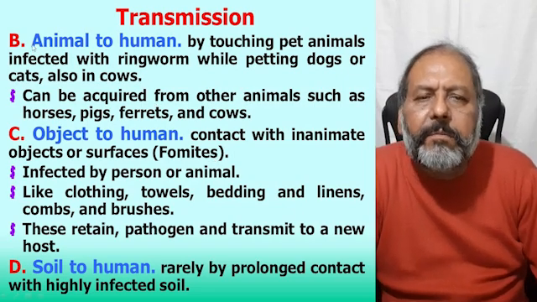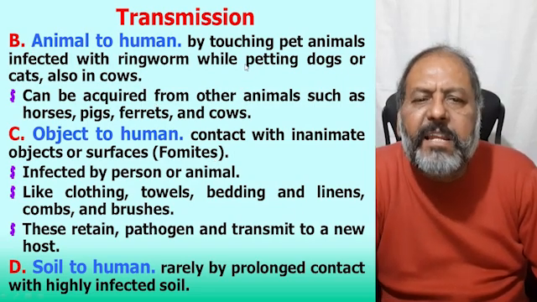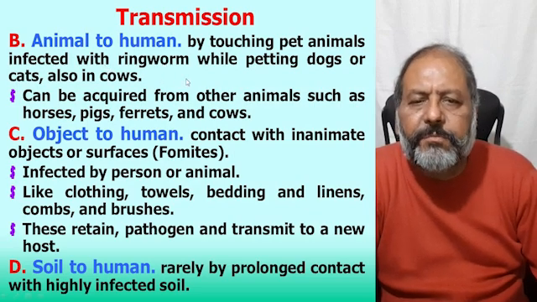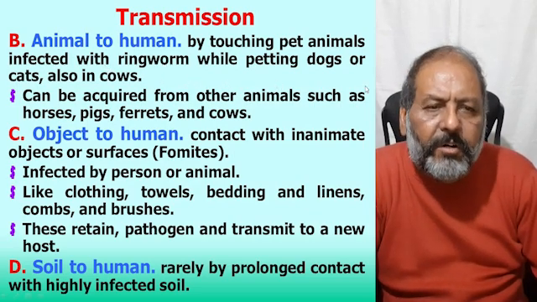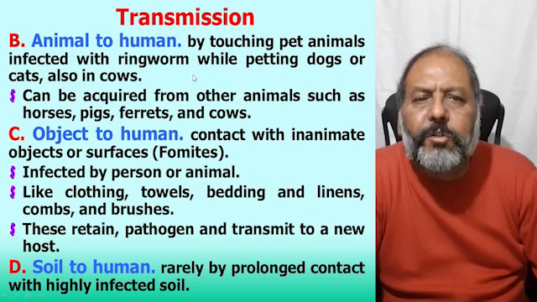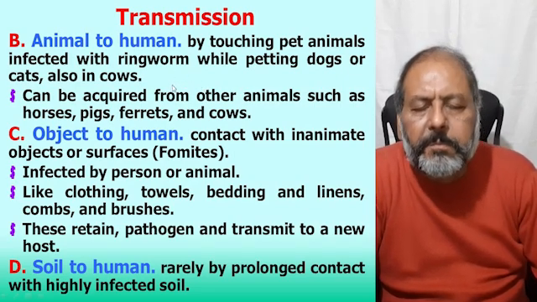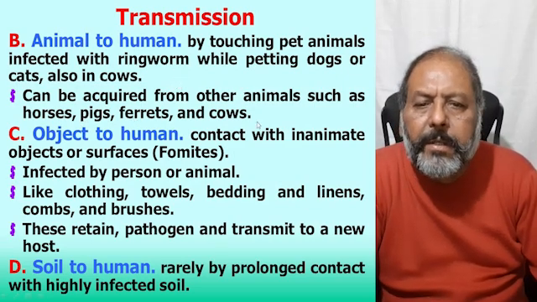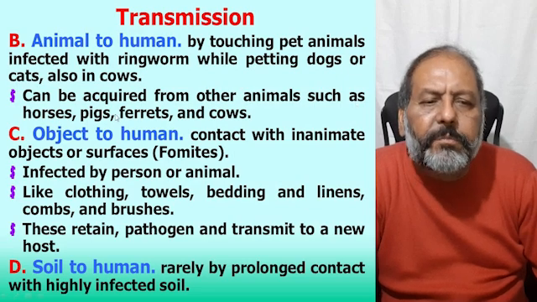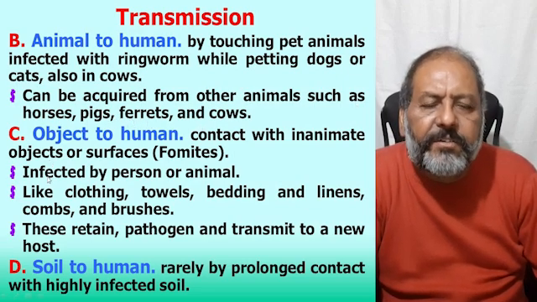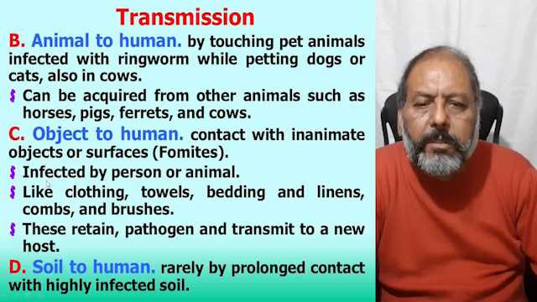Now, the other mode of transmission is animal to human, that is by touching pet animals which are already infected with ringworm while petting the dogs or the cats, and also seen in the case of cows which are being used and kept in the house as a pet animal. It can be acquired from other animals such as horses, pigs, ferrets, and the cows.